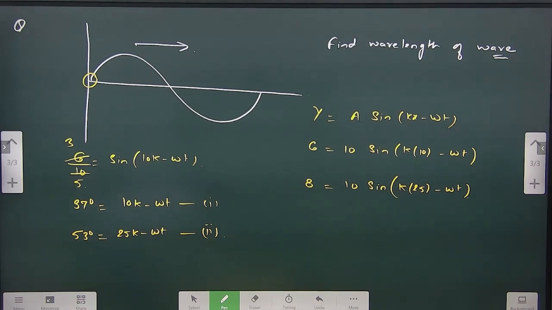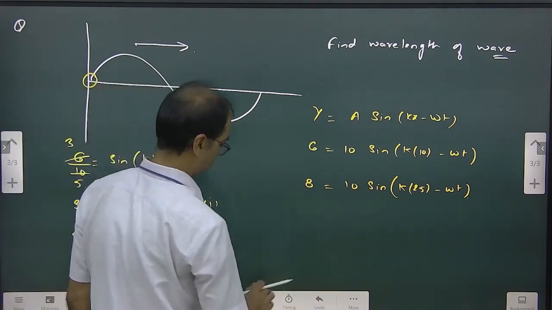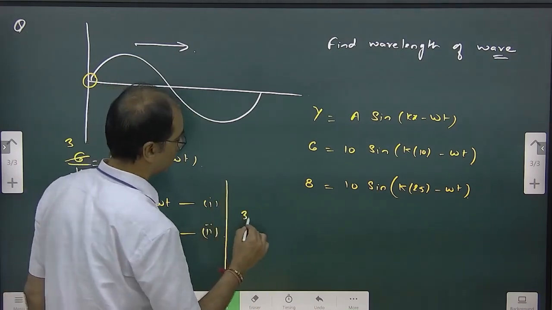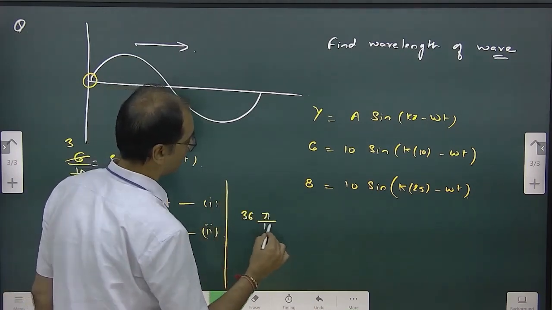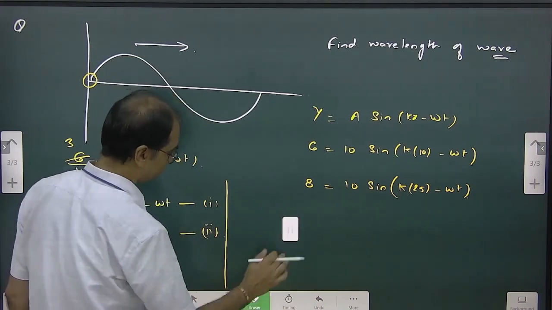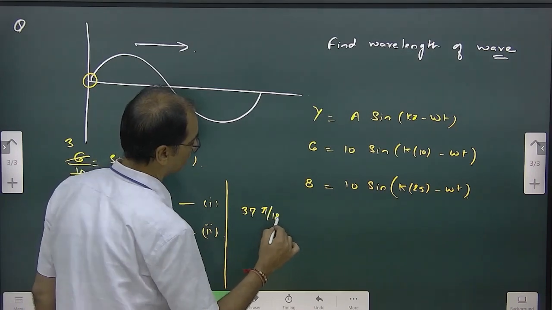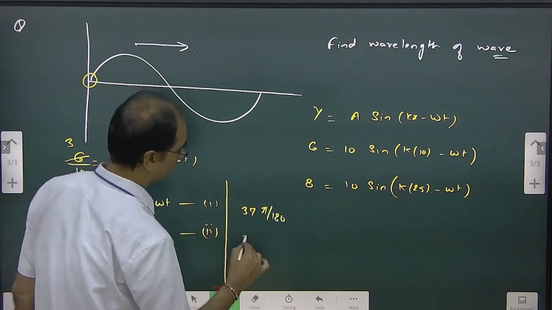Completed students? Yes. Okay, now tell me what to do. First convert this in radian. Okay. So 37 into pi by 180. 37 pi by 180, and here is 53 into pi by 180.